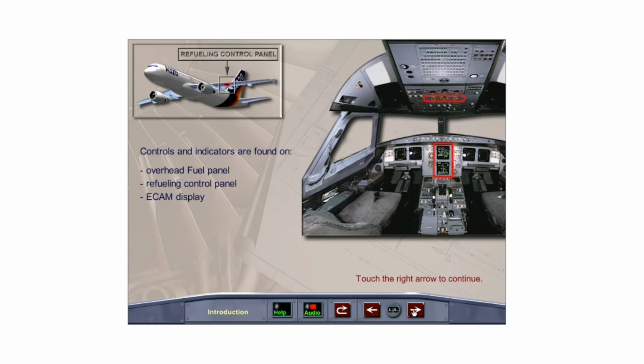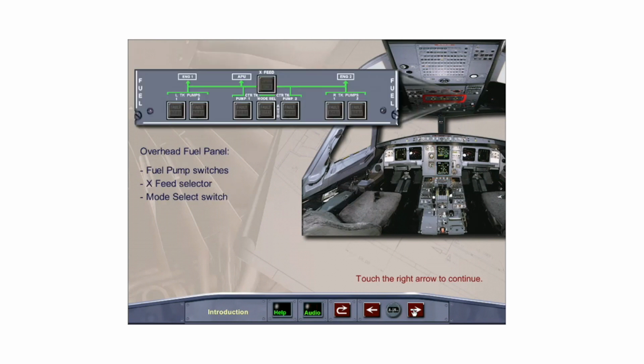Controls and indicators are found on the overhead fuel panel, the refueling control panel on the wing, and on the ECAM display. Wing and center tank fuel pump switches, the crossfeed selector, and the mode select switch are located on the overhead fuel panel.